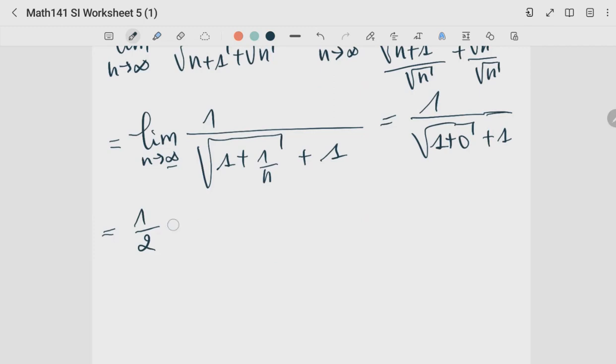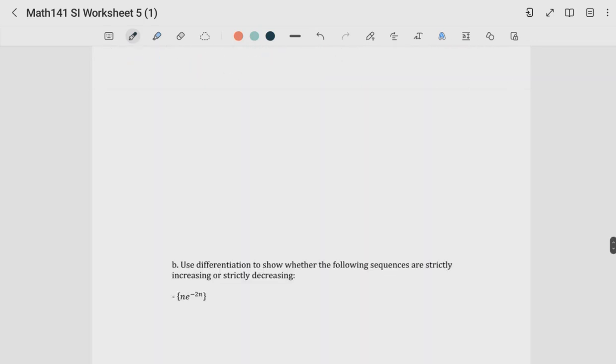So, what does that mean? Well, it means that as n tends to infinity, the sequence converges to 1 over 2, right? So that means that the sequence converges because the limit exists. Okay, so that's done. Moving on to the next question, which is also another sequence.